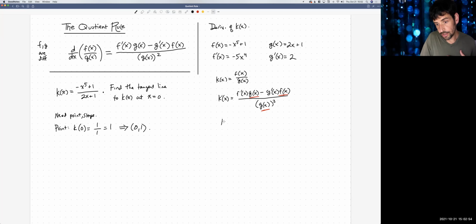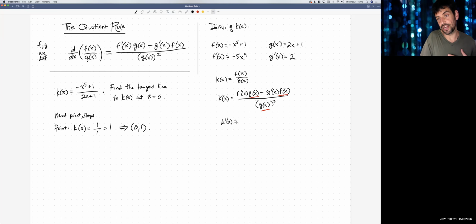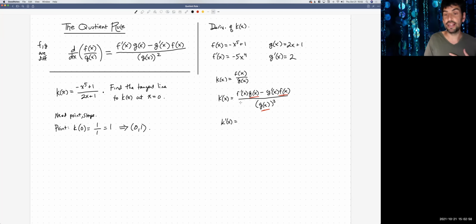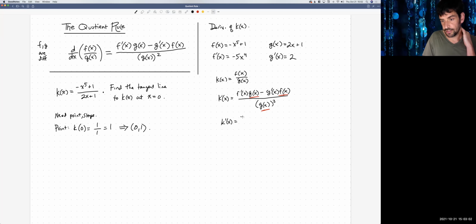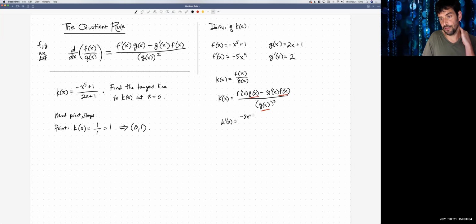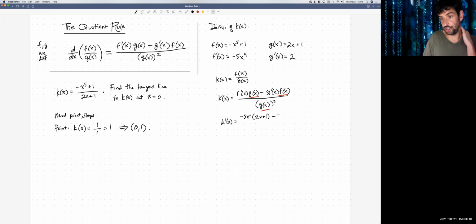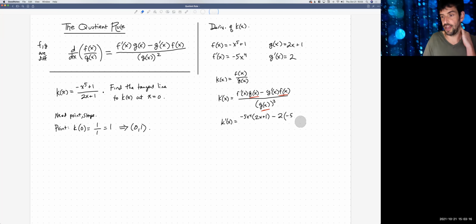And so now I have everything I need to write this function k prime of x. So f prime is -5x to the 4th times g, minus g prime, which is 2, times f.